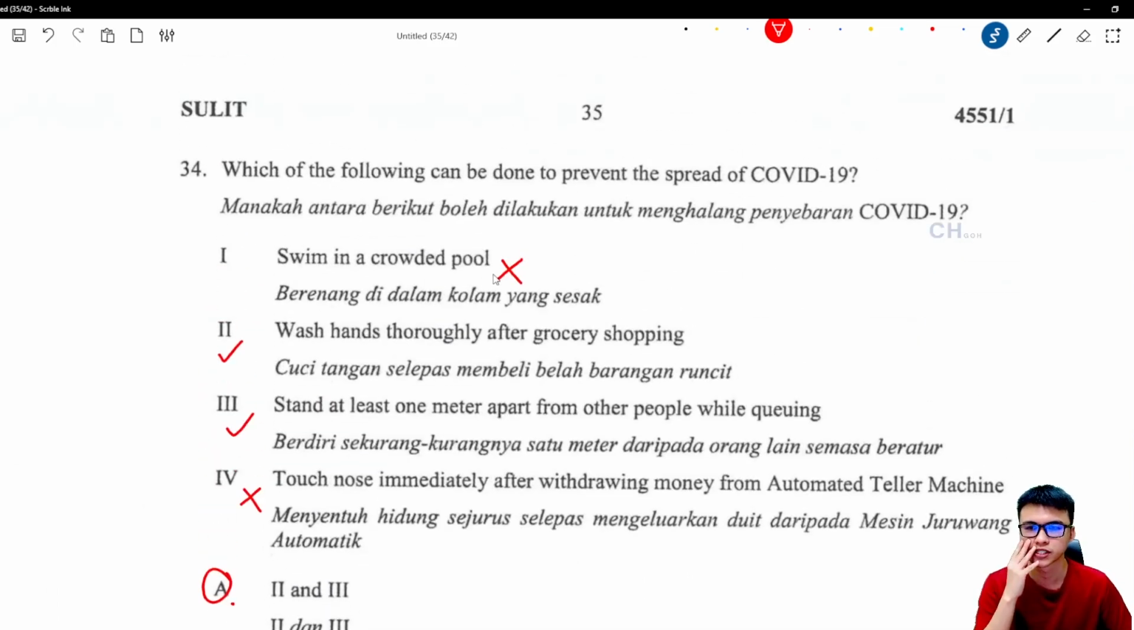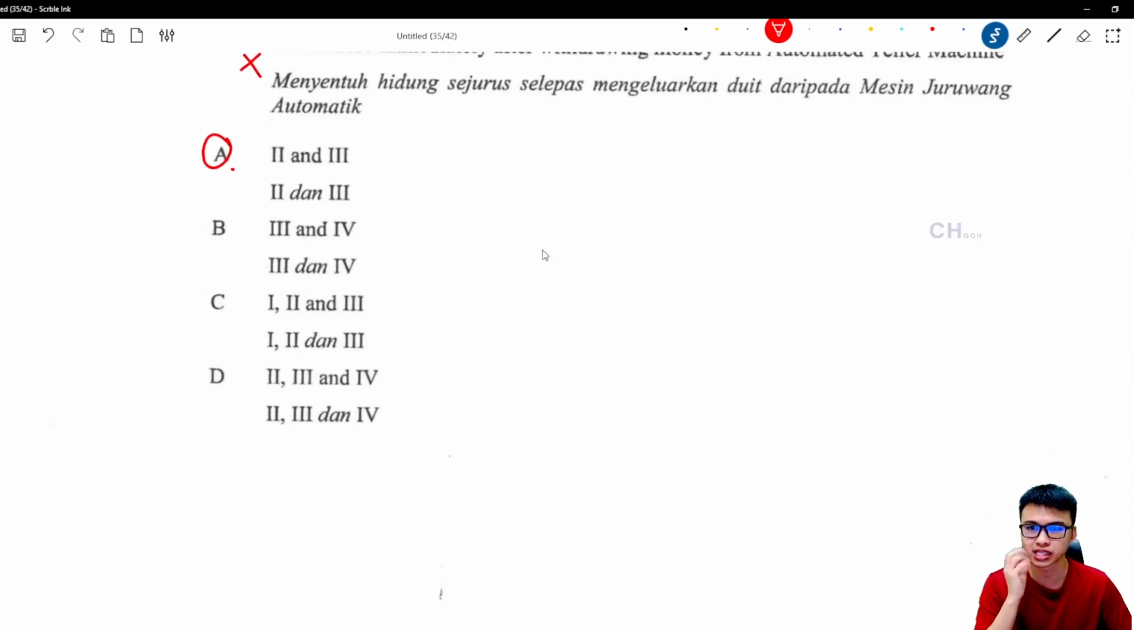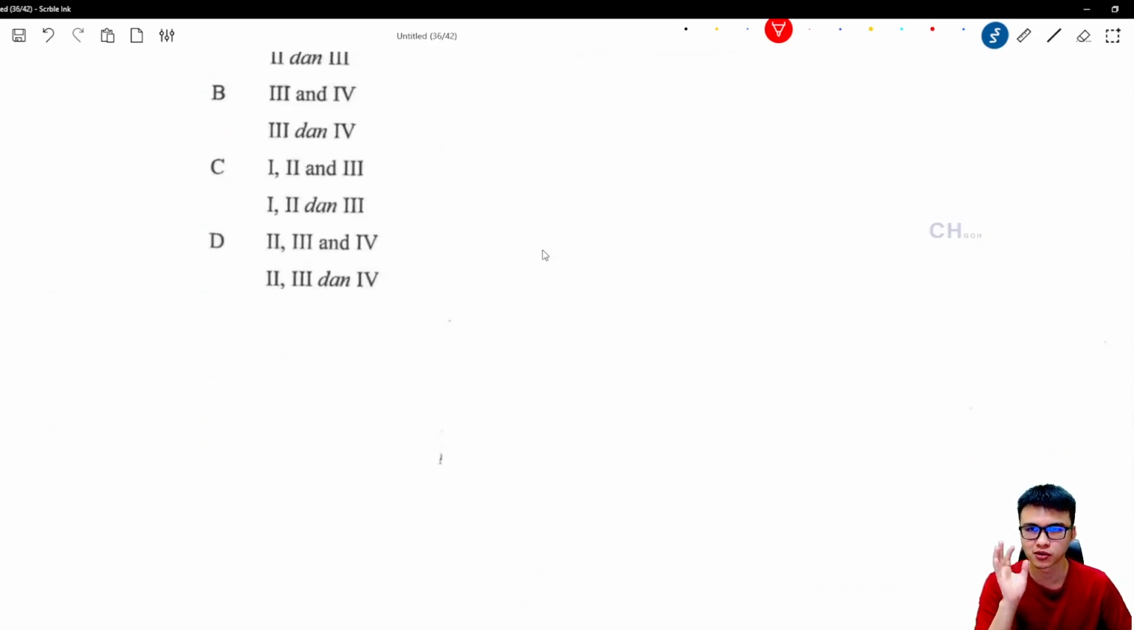This one is 3 marks. It's for you guys to score 1 mark here. Shouldn't eat the COVID-19. Okay, you guys should prevent it.